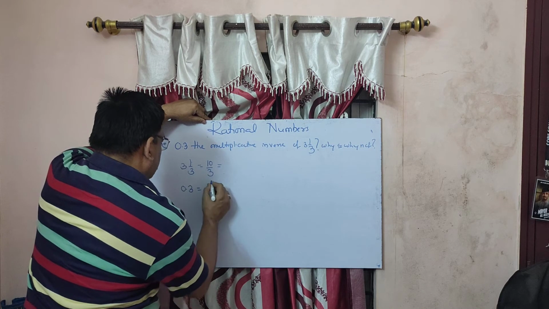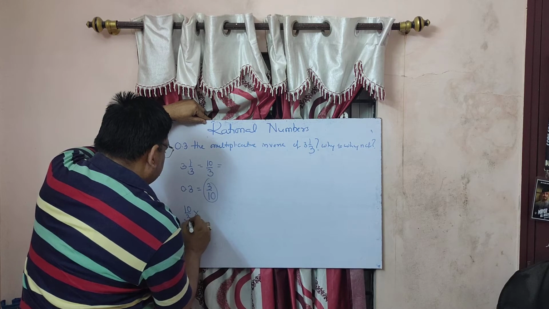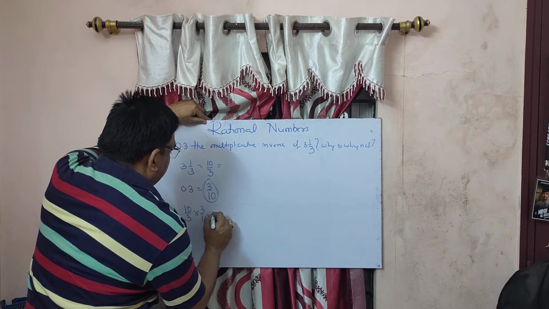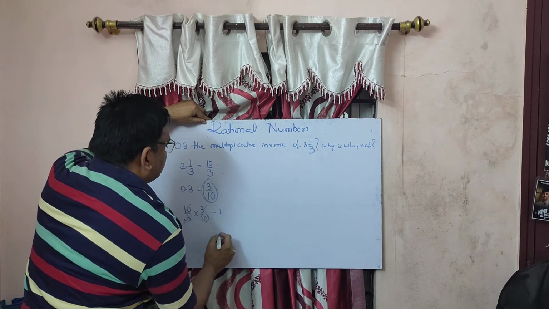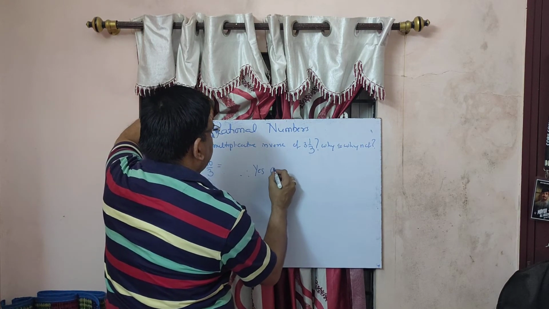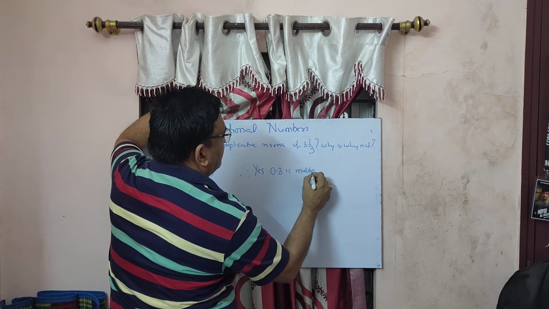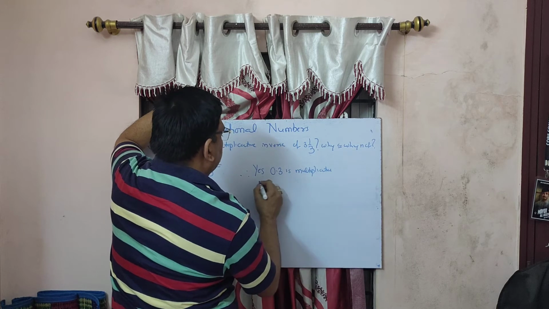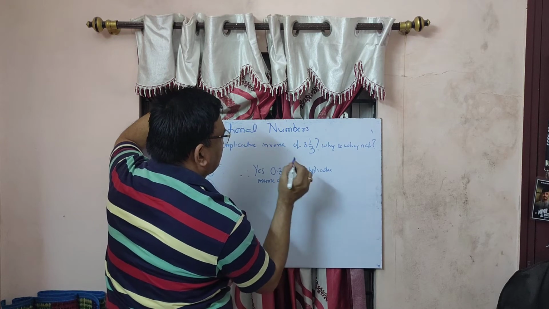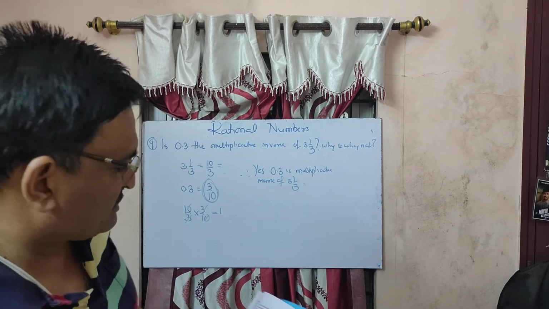See, look here. Now 10 upon 3 is the given number. And what is the multiplicative inverse of 10 upon 3? That is 3 upon 10. So here it is. Yes. If you cancel it, you will get the answer 1. So therefore we have to write yes. Yes, 0.3 is the multiplicative inverse of 3 1 upon 3. Okay, now the 10th question.